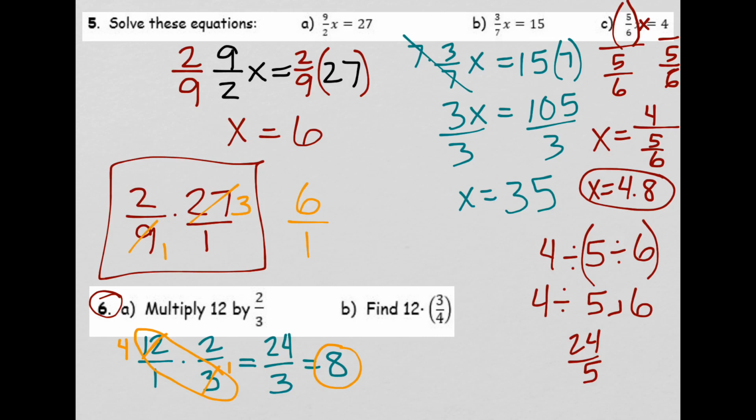Okay, so B is just another one. It's actually the same thing. Multiplying 12 by 2/3 and finding 12 times 3/4. It's the same process. I just wrote it two different ways. I know the fractions are different. You're going to get different answers. Make sure, no matter how you do 6b, that you get 9 for an answer. If you don't get 9, you're going to have to go back and try it one of the ways that I've already shown you.